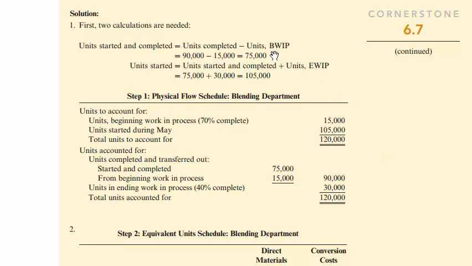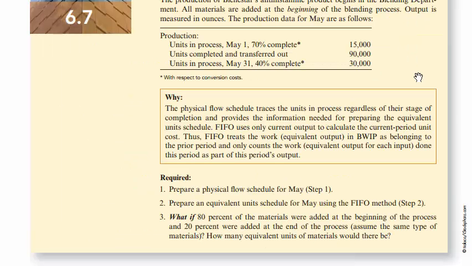Okay, so now we've calculated these 2 values that we needed. We needed to know units started and completed, and we needed to know units started. Then what you do is you follow step 1, where you determine the physical flow of each department. In this case, we're looking at the blending department. We had beginning work in process that was 70% complete. And again, we know it's 70% complete because they gave that information to us. That's 70% complete with respect to conversion cost, right? Conversion costs are labor and overhead.